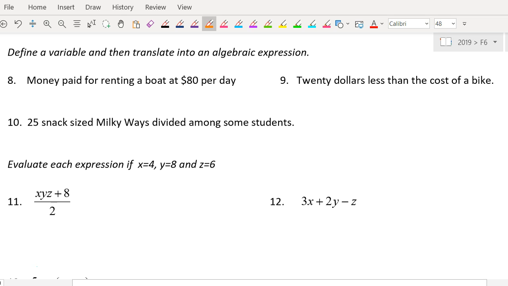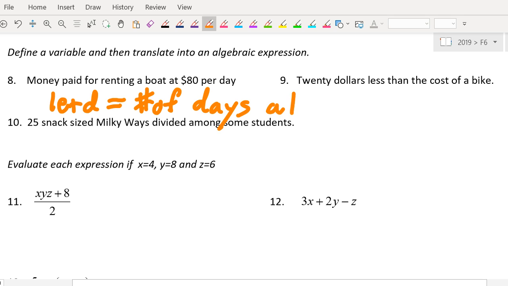Did anybody put like M for money, or did nobody get there yet? Did anybody do this, or who did it the right way for D? Very good. All right. So we said let D equal what? What's D stand for? Day. Yeah. So let D equal the number of days a boat is rented.